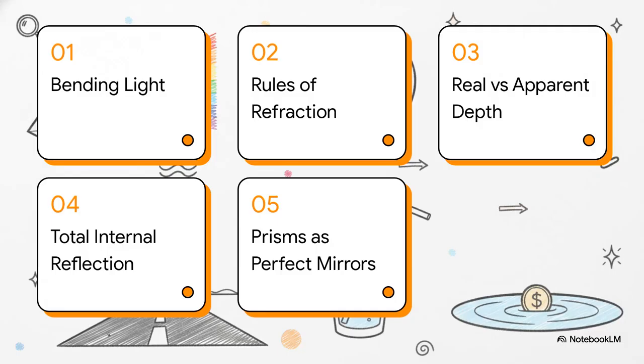Here's our game plan for this explainer. We've got 5 specific missions. First, the magic of bending light. Second, the rules of refraction. Third, real versus apparent depth. Fourth, total internal reflection. And finally, prisms as perfect mirrors.